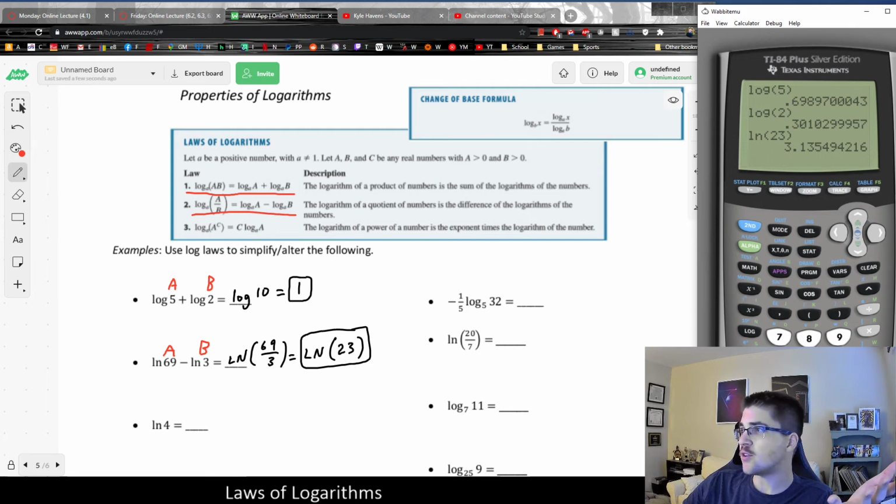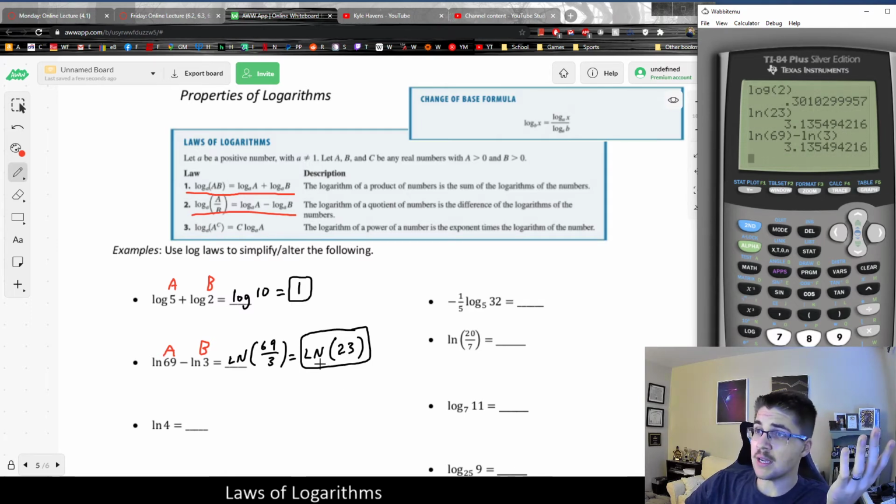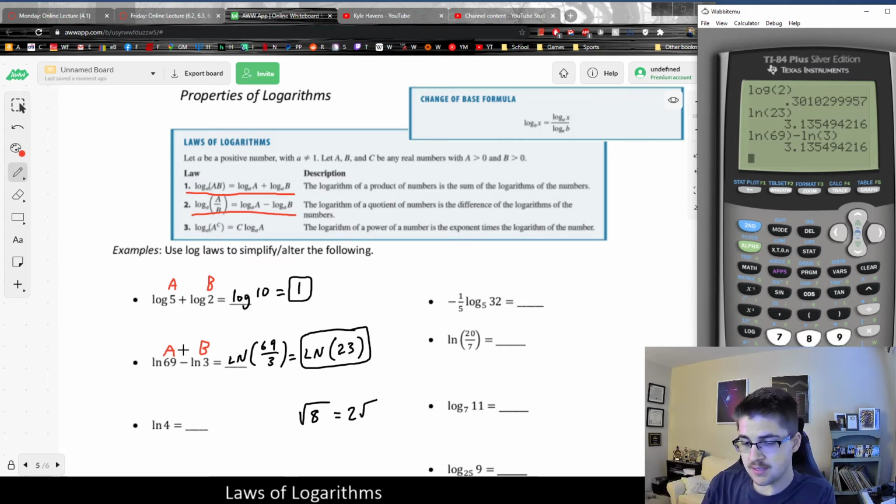Because the answer, you could have just typed those in to begin with to see what is the ln of 69 minus the ln of 3. It's 3.13. But of course, it's sort of like simplifying. It's sort of like in algebra when we have the square root of 8, we could rewrite that as 2 root 2. It's a way of breaking down a number into its components and writing it in a different form.